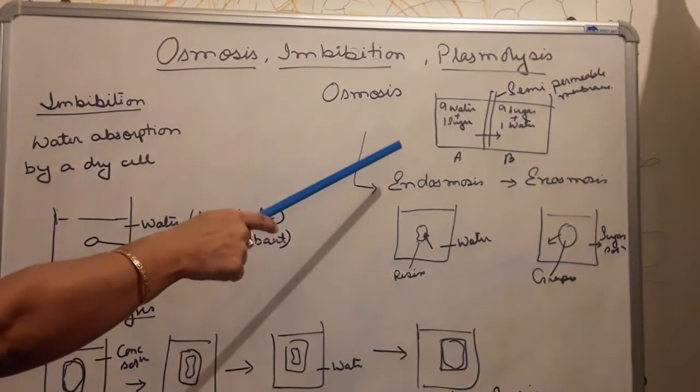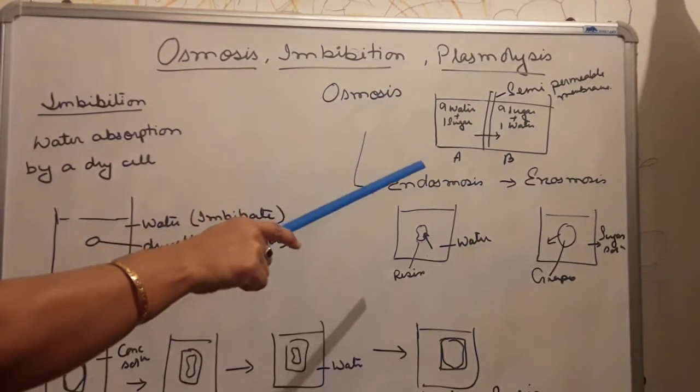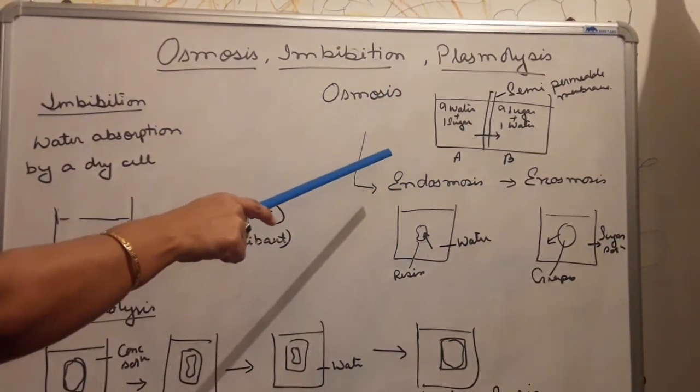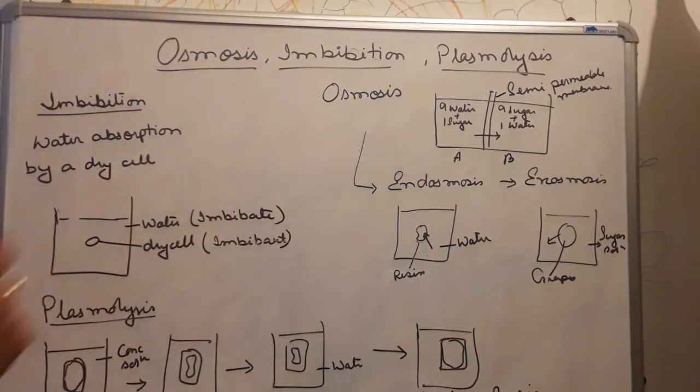Now in this diagram you can see that it is a solution which is separated by a semi-permeable membrane. Now this is a low concentrated solution, that is a high concentrated solution. That means solution A contains 9% of water, 1% of sugar, and solution B has 9 sugar, 1 water. So definitely the concentration of water is higher in case of solution A. So the water will move from solution A to solution B through the semi-permeable membrane, and that particular process is called the osmosis.